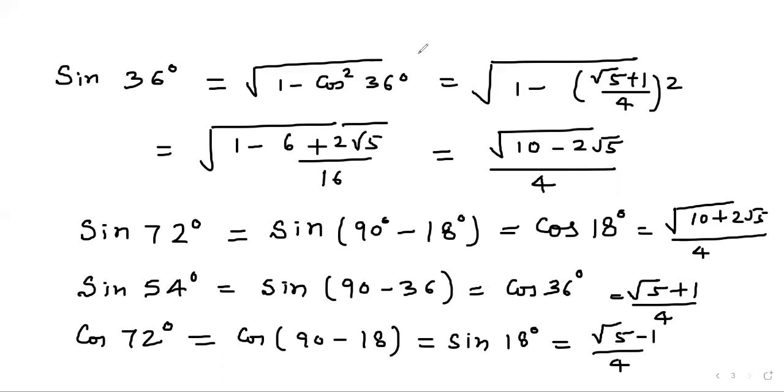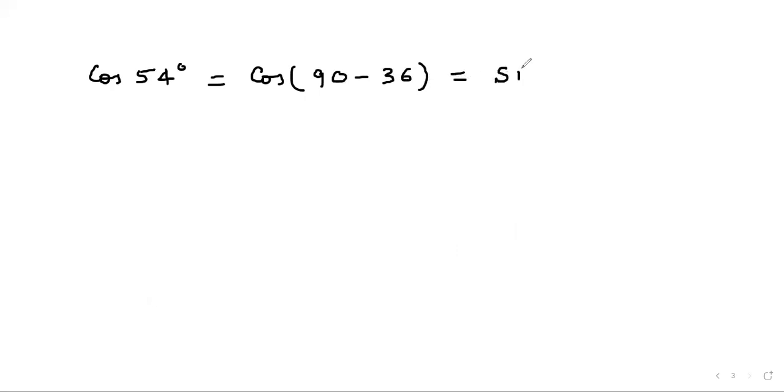And the last one is cos 54 degree, which is equal to cos 90 minus 36 degree, which will be equal to sine 36 degree. And we have obtained the value of sine 36 as root of 10 minus 2 root 5 divided by 4.